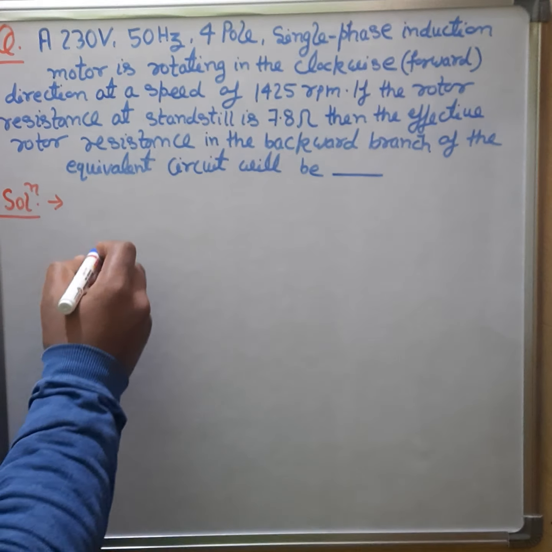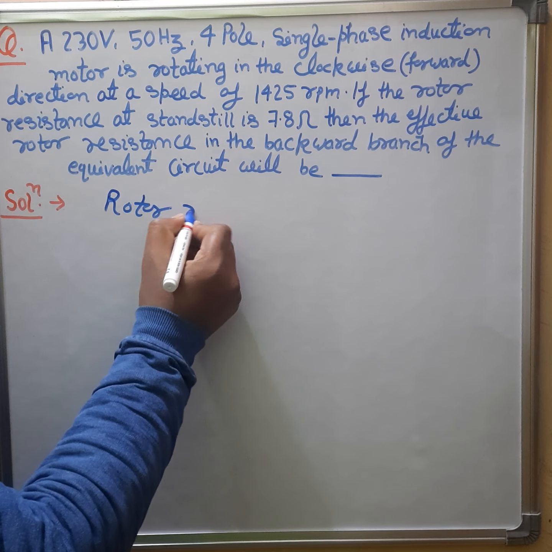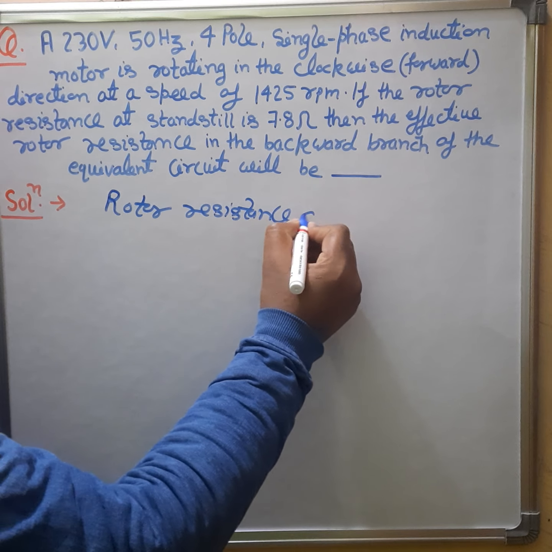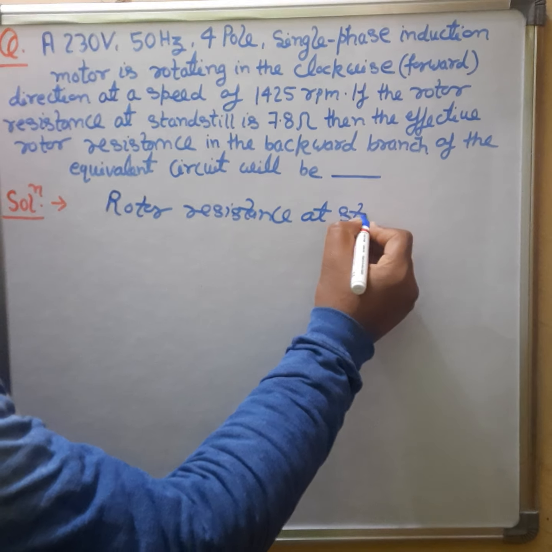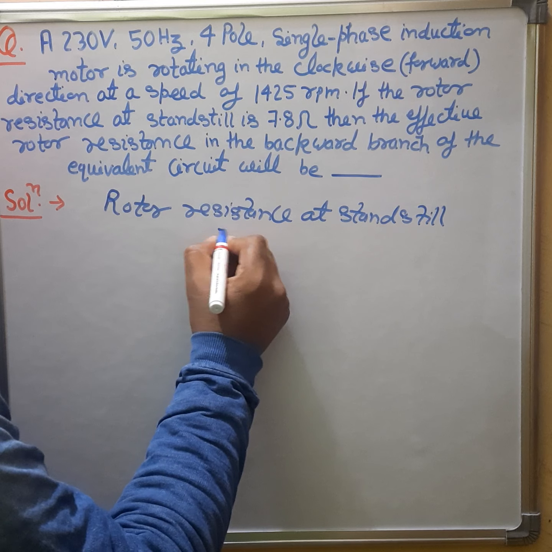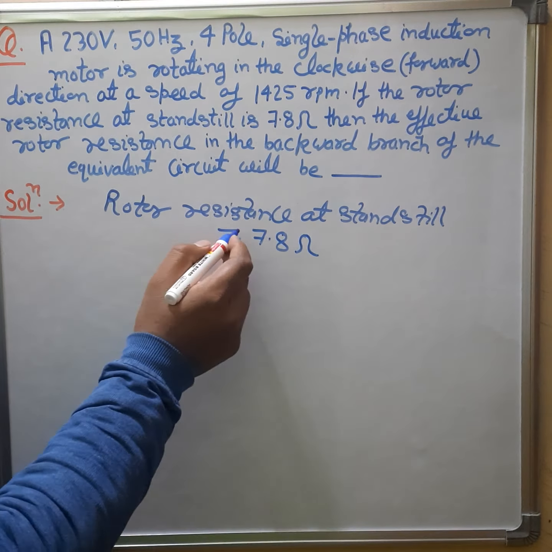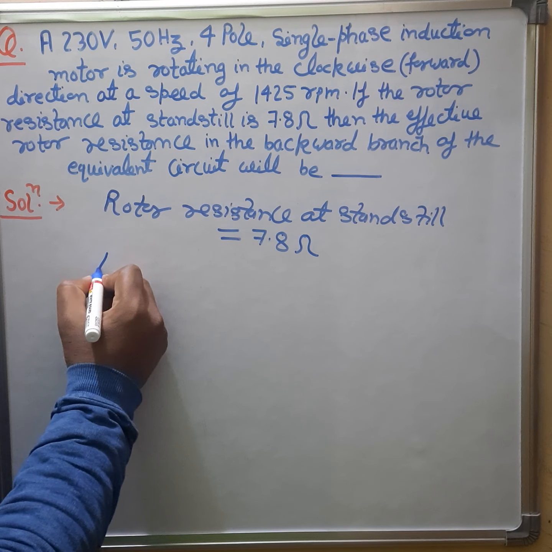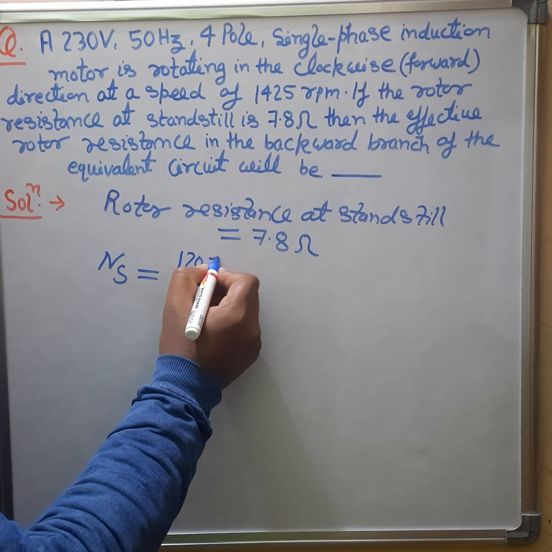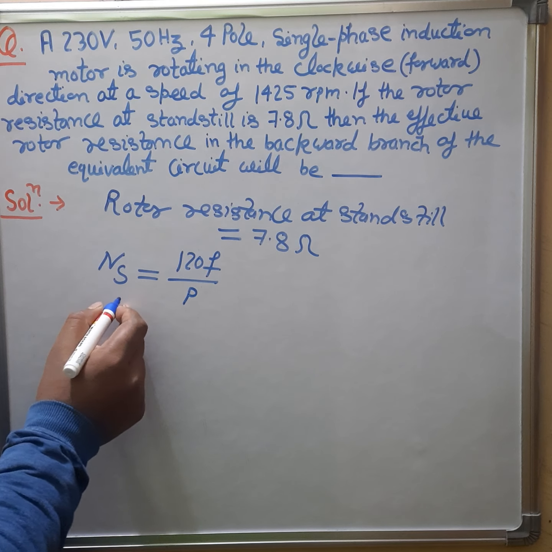So in the question, the given data is rotor resistance at standstill is 7.8 ohm. Then synchronous speed Ns is equal to 120 f divided by p. This is the formula of synchronous speed.